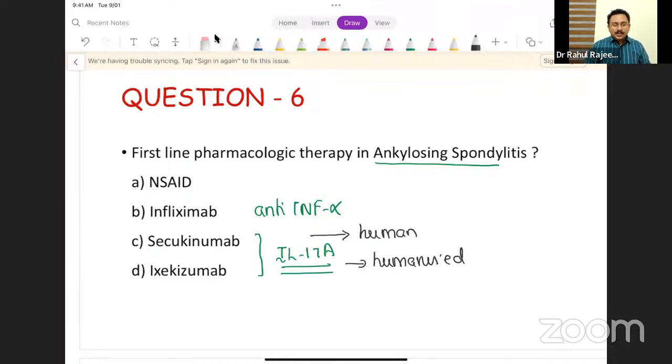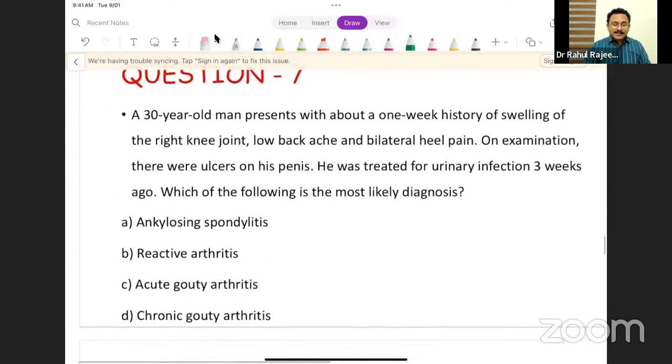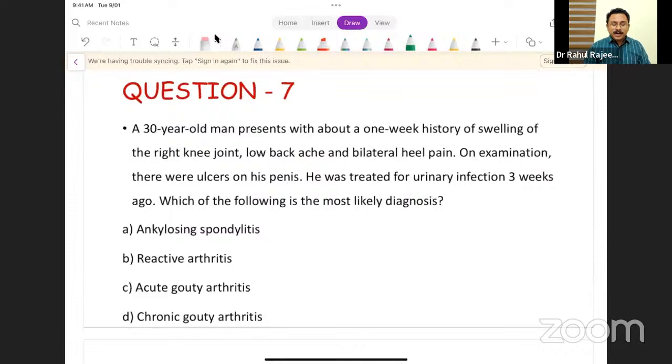So the first line is being asked. A drug which is efficacious and with least side effects is often preferred as the first line pharmacotherapy, and the answer is going to be non-steroidal anti-inflammatory drug. Answer is option A.